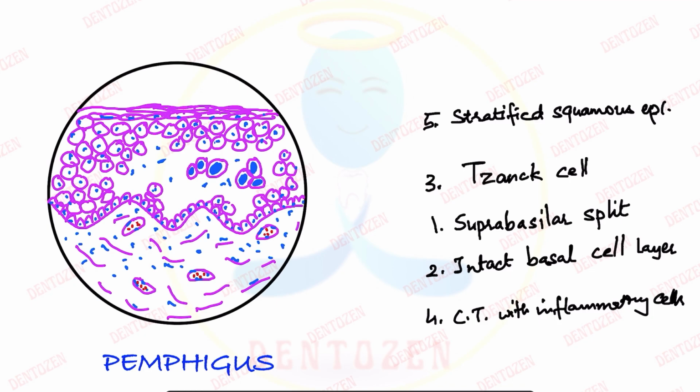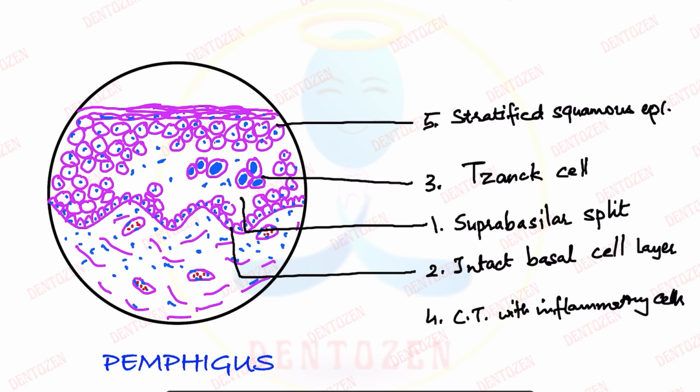Let's label these features. Split is in the suprabasilar region above the basal cell layer, so it is suprabasilar split. Basal cell layer remains intact, so intact basal cell layer. We can see Zank cells in this split, and overlying epithelium is stratified squamous epithelium, and we can see connective tissue with inflammatory cells. So that is all for the histopath of pemphigus.